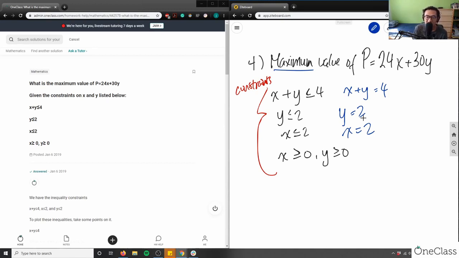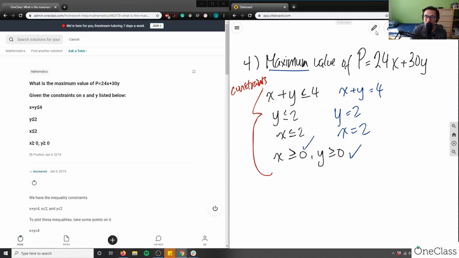And then it says x has to be greater than or equal to 0, and y also has to be greater than or equal to 0. However, y equals 2 satisfies this constraint, and x equals 2 also satisfies it, because 2 is greater than 0 for x and for y respectively. So I have x equals 2 and y equals 2, and I can prove that because x plus y equals 4. If x is 2 and y is 2, 2 plus 2 equals 4. That's perfect.